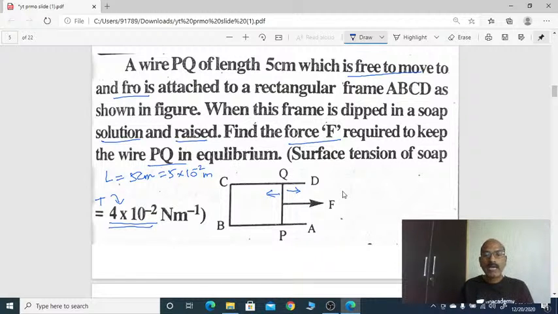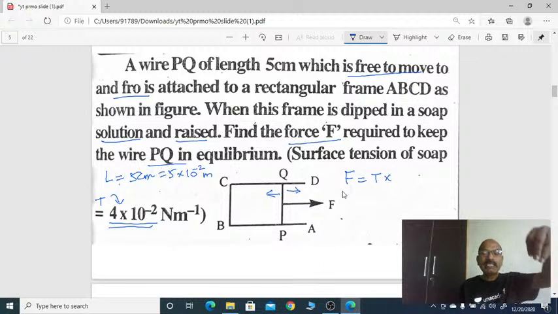Originally PQ can move to and fro either side, right? Now when it is dipped in a soap solution, when we try to lift it, what is the force required to keep the 5 centimeter PQ wire in its original equilibrium position? We know the formula, surface tension T equal to F by L. From that F equal to surface tension into, whenever it is dipped in a soap solution it has 2 free surfaces, right? So it will be twice L.